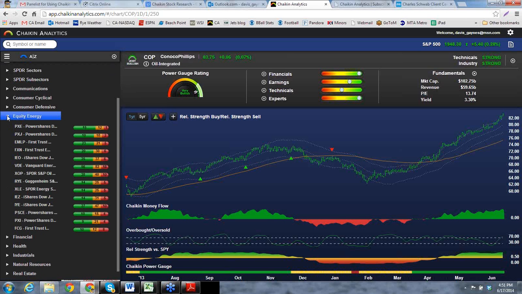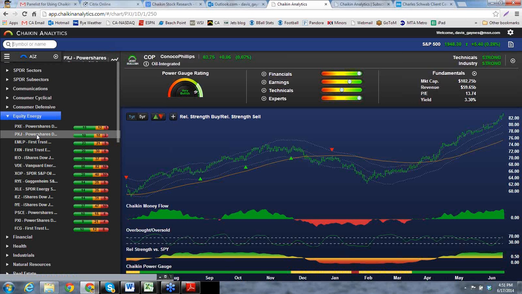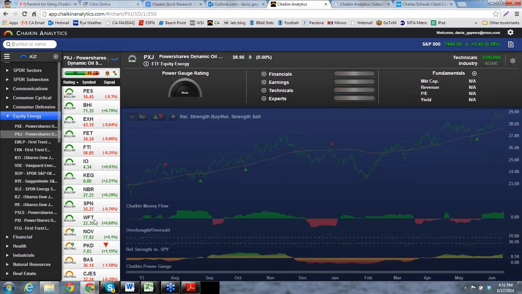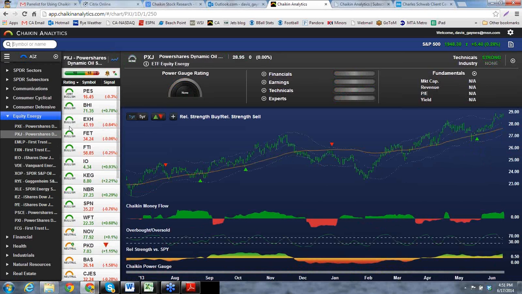So this is not where you probably go to do your initial research into an ETF, but when you've done initial research and then you want to take a closer look and actually see what's in that ETF, clicking on any ETF brings up the constituents in that list, ranked by the power gauge, and then puts up on our chart the actual ETF itself.